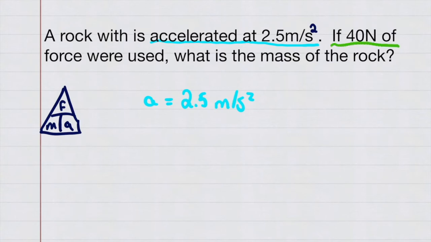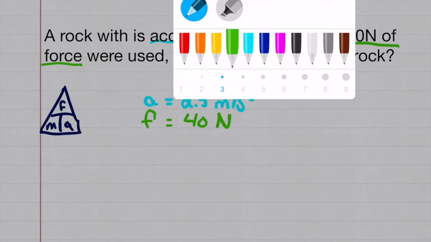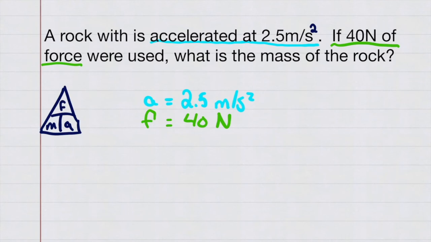If 40 newtons of force, so I've been given my force this time, 40 newtons was used. What is the mass of the rock? So I need to calculate what the mass of this rock is going to be. And the way that I'm going to do that is I'm going to use my force triangle. So I'm not using my mass, I'm actually going to put that down here to say, mass equals. And so I get my F on top of my A, which means my force is going to be divided by my acceleration.